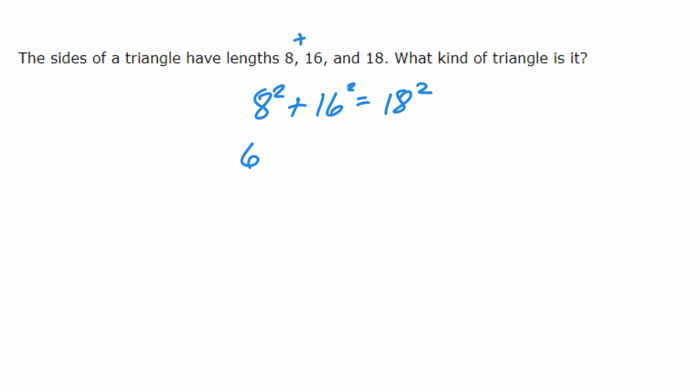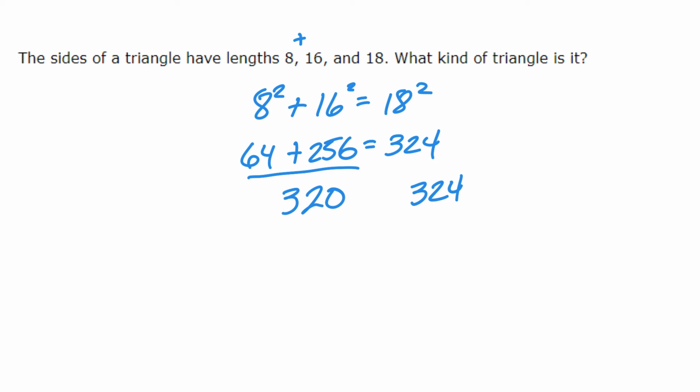So 64 is 8 squared. 16 squared is 256. And 18 squared is 324. So when I add these two values up here, I get 320 compared to 324. It's a close battle, but it doesn't matter. We have a winner. The large side won, therefore we have an obtuse triangle.